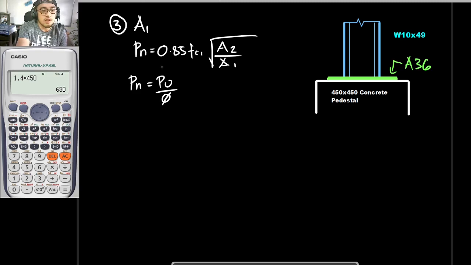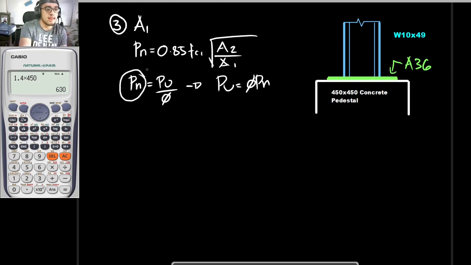Guys, may reklamo ba dito sa equation na to or naintindihan nyo to? Guys, anyone? I mean, everyone. Yes, sir. Okay, so mga hindi nakagets, PU is equal to phi PN, remember? So, cross multiplication, you would be solving for PN.